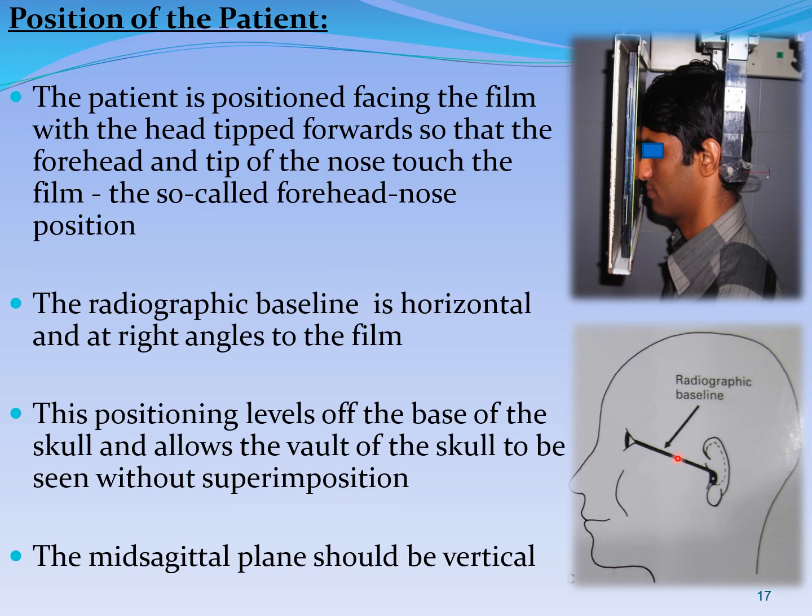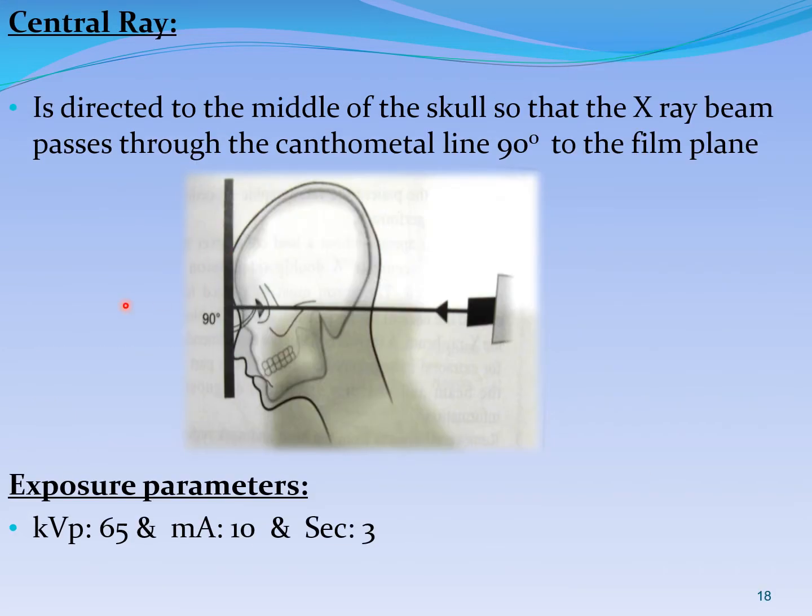The radiographic baseline, that is the canthomeatal line, is horizontal and at right angles to the film. This positioning levels off the base of the skull and allows the vault of the skull to be seen without superimposition. The mid-sagittal plane should be vertical. Coming to the central ray, it is directed in the middle of the skull so that the X-ray beam passes through the canthomeatal line 90 degrees to the film, and these are the exposure parameters as seen on the slide.